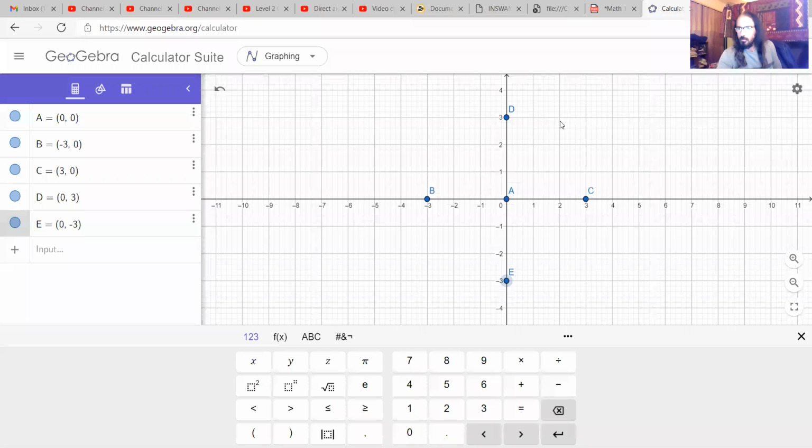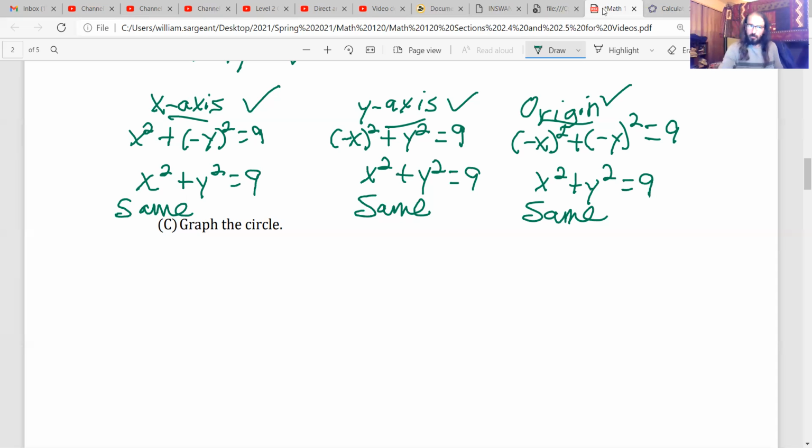Now I've already provided the center here at 0, 0 and plotted the 4 intercepts based on the fact that the center was the origin and the radius is 3. To get a little more detail, I'll pick something between -3 and +3, such as x equals 1. Oops, I was thinking ahead there.